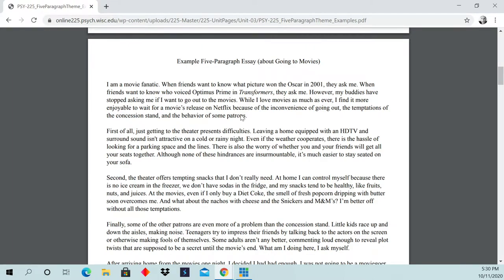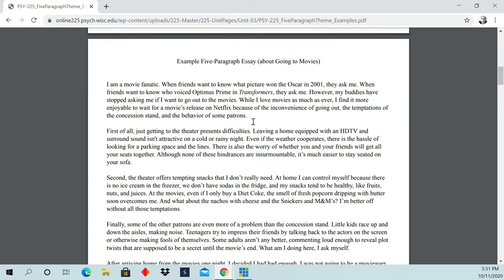However, my buddies have stopped asking me if I want to go out to the movies. While I love movies as much as ever, I find it more enjoyable to wait for a movie's release on Netflix because of the inconvenience of going out, the temptations of the concession stand, and the behavior of some patrons. So do you see that last sentence is the thesis?